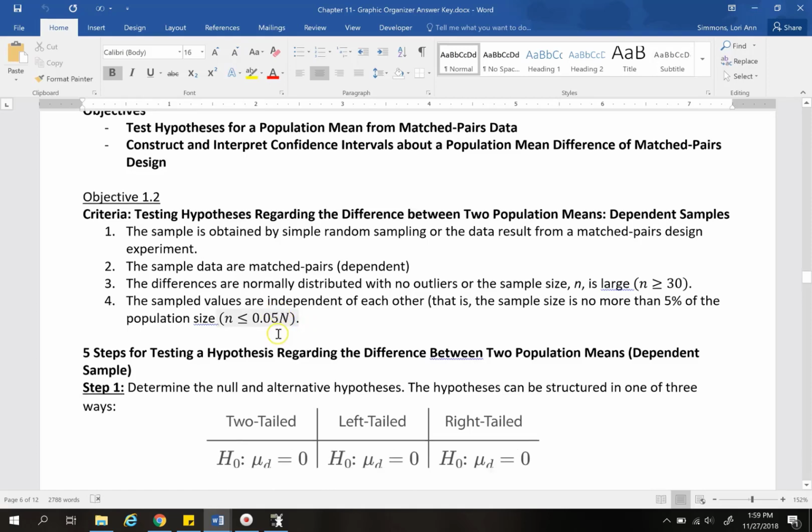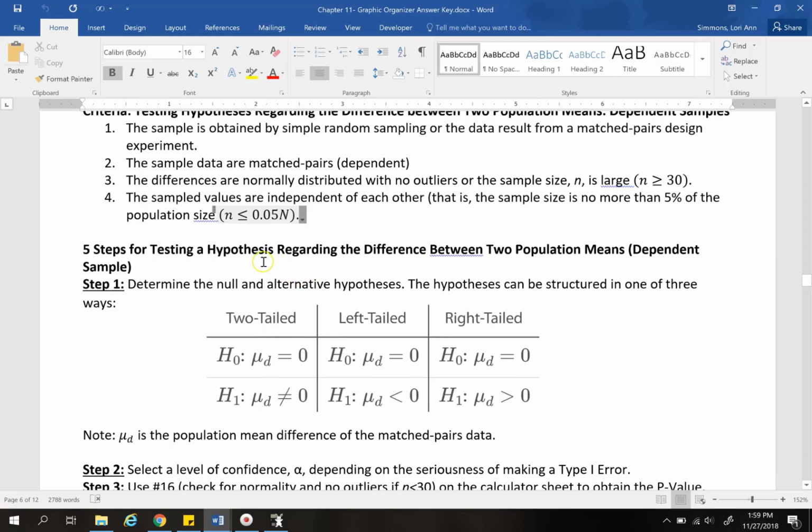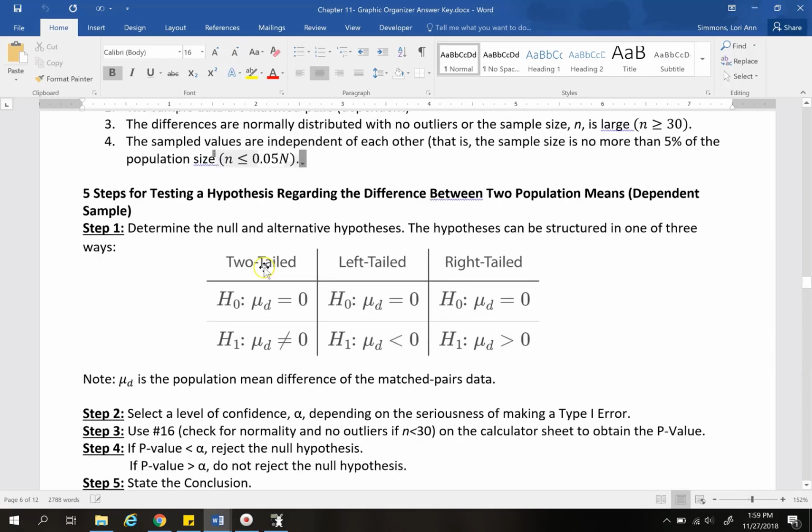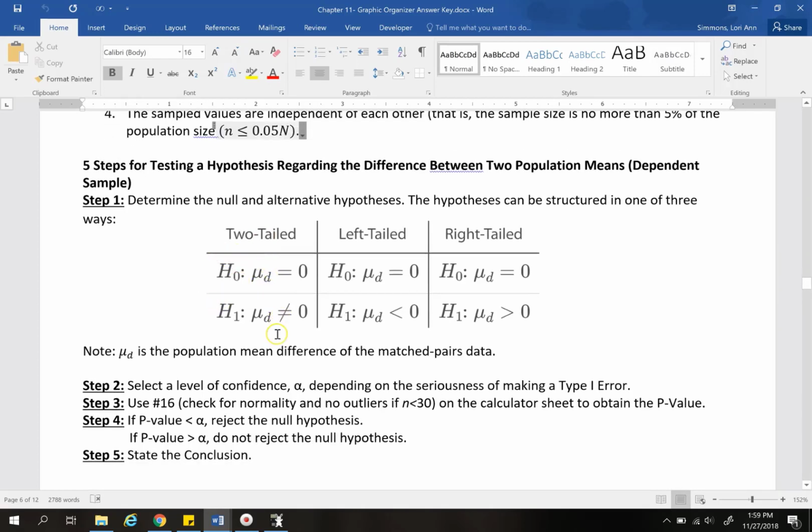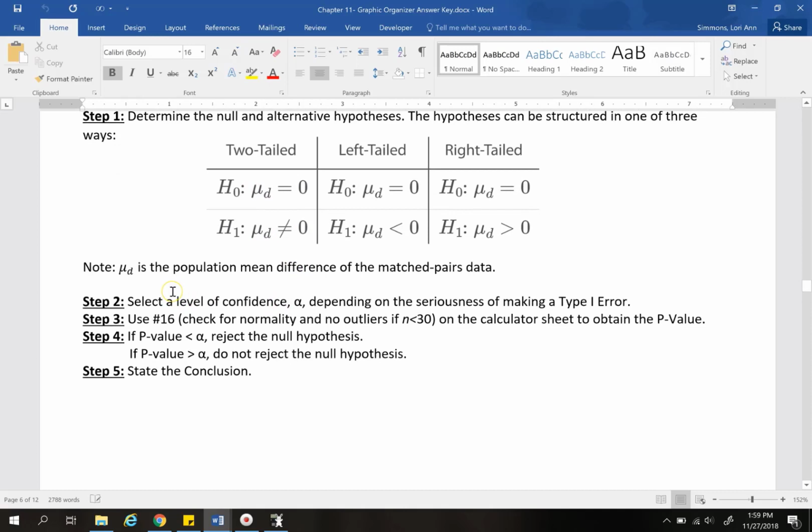The 5 steps for testing a hypothesis regarding the difference between two population means for dependent samples. Step 1 is to determine the null and alternative hypotheses. So pretty much everything is going to stay the same. The only thing that's going to change are these symbols here, not equal to, less than, or greater than. You're going to have mu sub d and 0 always in these locations. Note that mu sub d is the population mean difference of the matched pairs data.